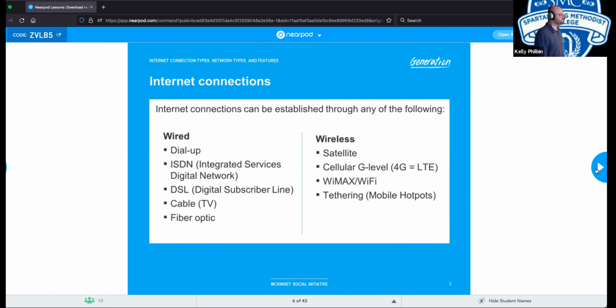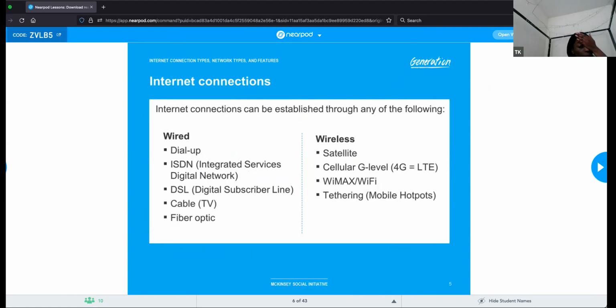TK, can you read this one for us real quick? Yeah. Internet connections can be established through any of the following: wired, dial-up, ISDN, integrated services digital network, DSL, digital subscriber line, cable TV, fiber optic, wireless, satellite, cellular 3G, 4G, LTE, WiMAX, Wi-Fi, tethering, mobile hotspots. That's right. Yep, that is correct.